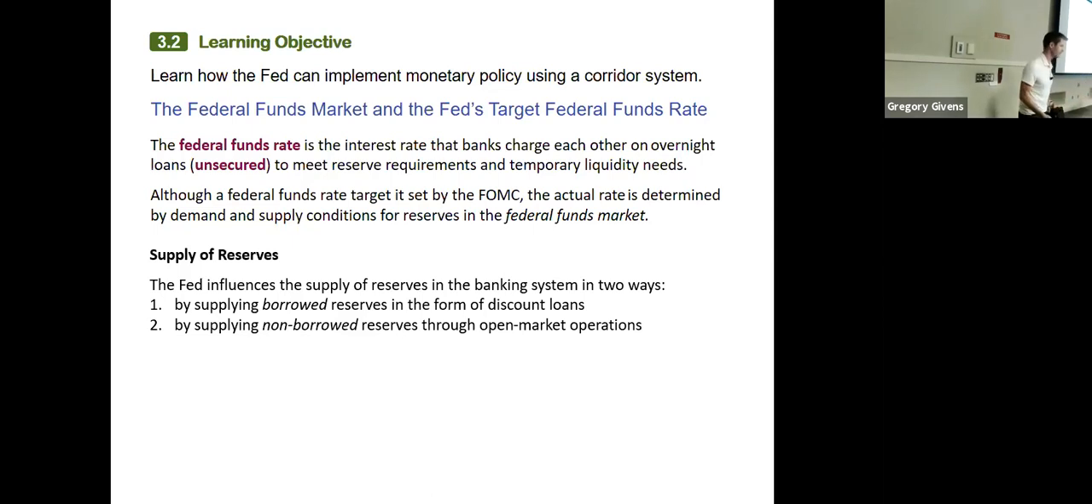Those are non-borrowed reserves. The Fed can affect the total size of bank reserves in the economy through borrowed and non-borrowed reserves. Okay, now here is the key question I want you to think about. Would the supply of reserves by the Fed be influenced in any way by the federal funds rate? Or alternatively, should the Fed be able to set the amount of reserves in the banking system independent of what the federal funds rate is? That is this interbank interest rate.